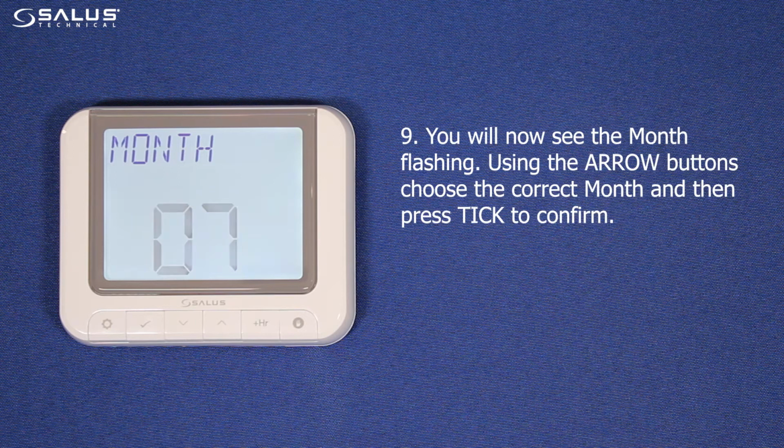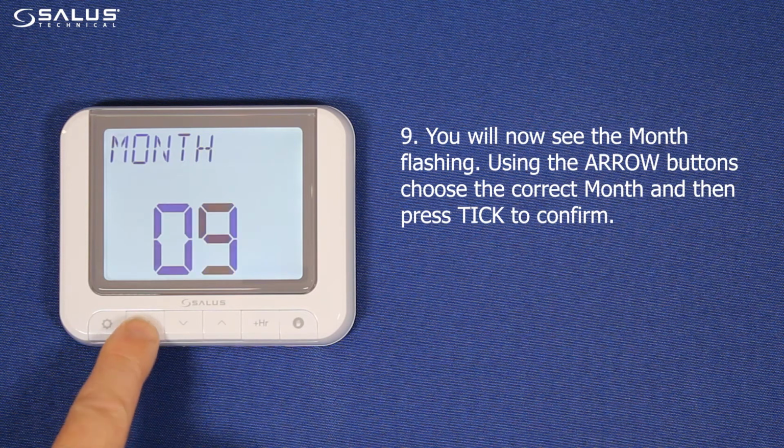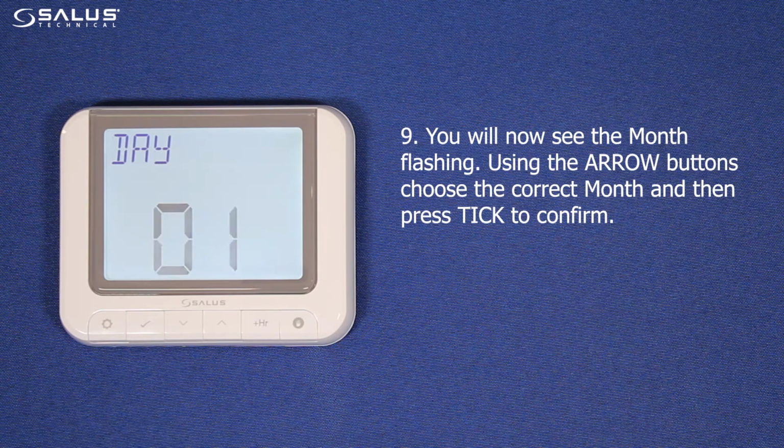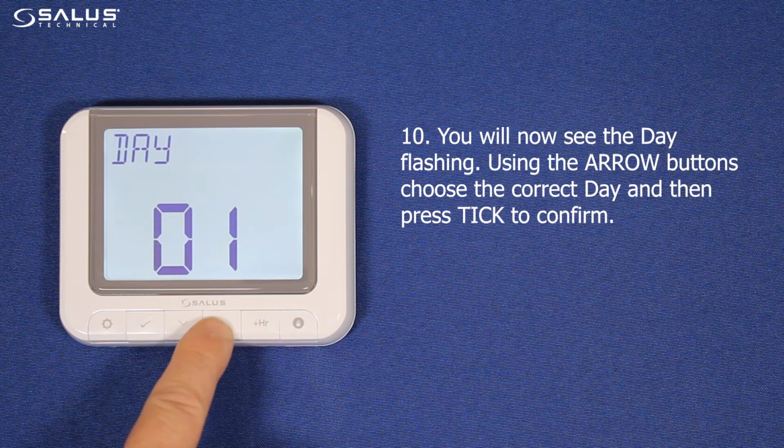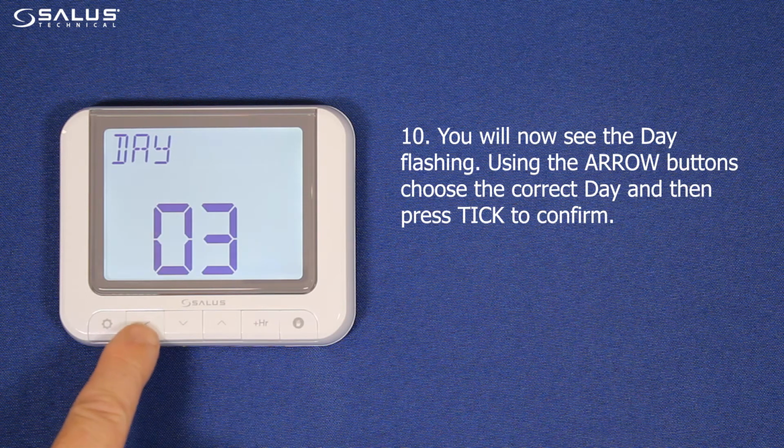9. You will now see the month flashing. Using the arrow buttons, choose the correct month, and then press tick to confirm. 10. You will now see the day flashing. Using the arrow buttons, choose the correct day, and then press tick to confirm.